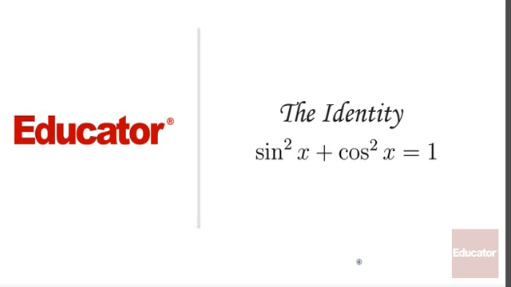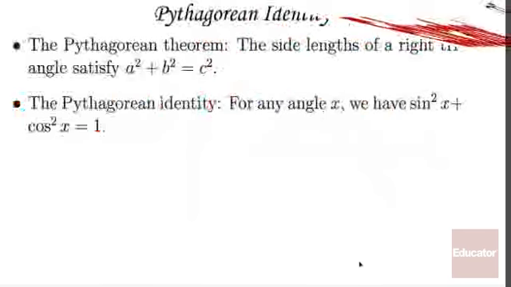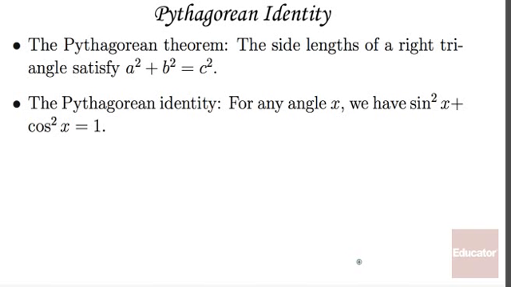Hi, this is the Trigonometry Lectures for Educator.com, and today we're going to learn about probably the single most important identity in all of trigonometry, which is the Pythagorean identity. It says that sine squared of x plus cosine squared of x is equal to 1. This is known as the Pythagorean identity. It takes its name from the Pythagorean theorem, which you've probably already heard of.